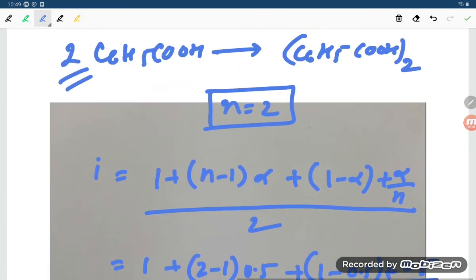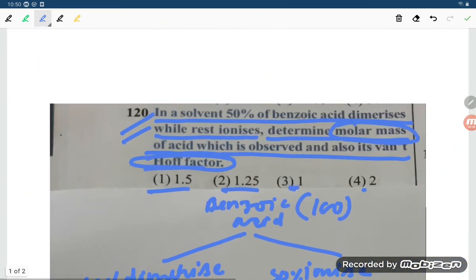You can keep the values here. Which option is 1.25? Option number B is the correct option, student.